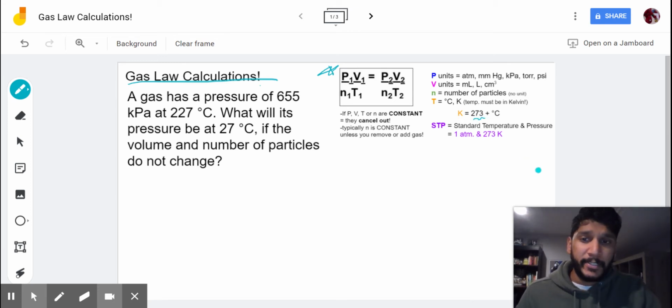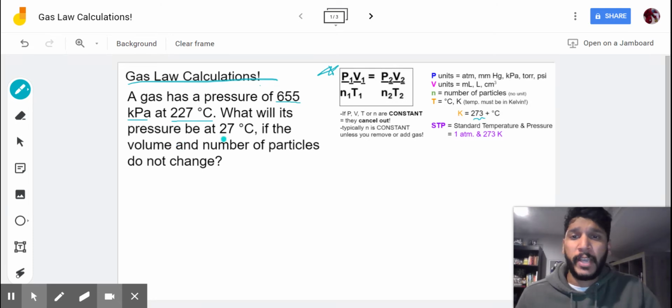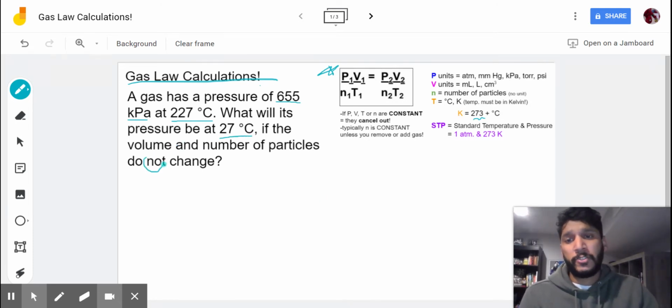All right, so let's go and take a look at a problem. Gas has a pressure of 655 kPa at 227 degrees Celsius. What will its pressure be at 27 degrees Celsius if the volume and number of particles do not change? And we are looking for pressure. So I'm going to go ahead and box what I'm looking for, and I just underlined different numbers they gave me. So let's go ahead and label these numbers up.